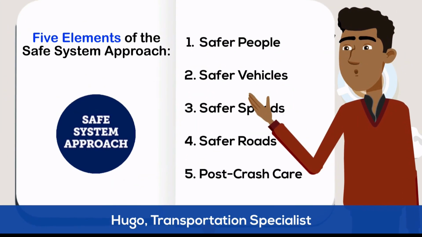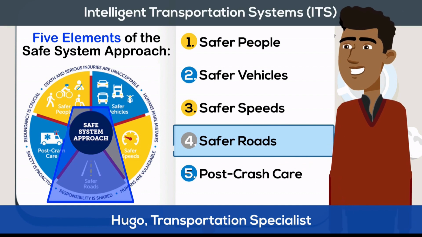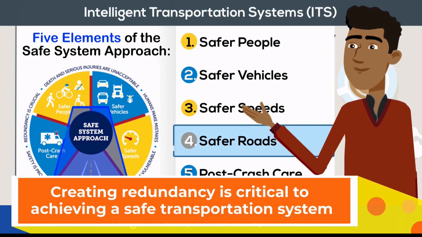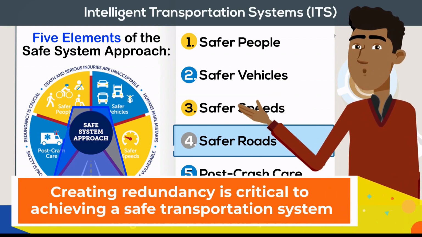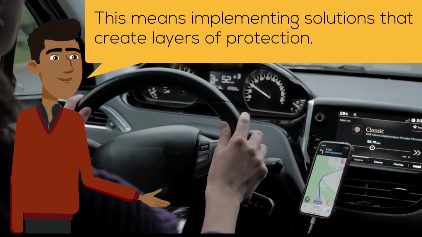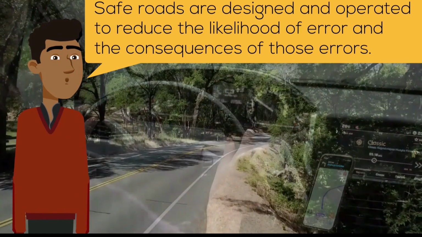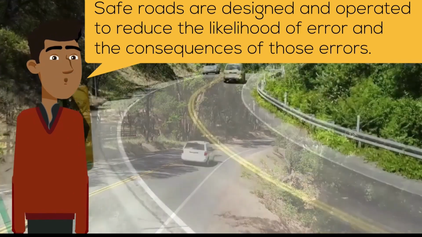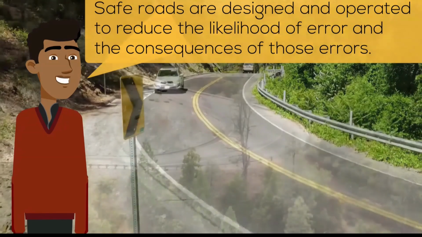Let's start by revisiting the Safe System Approach Wheel. Remember, creating redundancy is critical to achieving a safe transportation system. This means implementing solutions that create layers of protection. Safe roads are designed and operated to reduce the likelihood of error and the consequences of those errors.